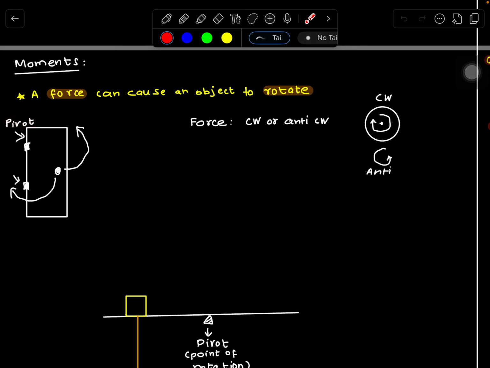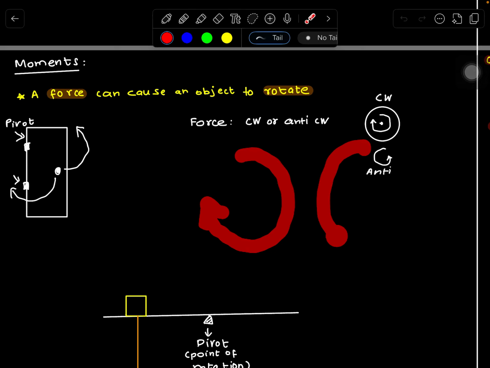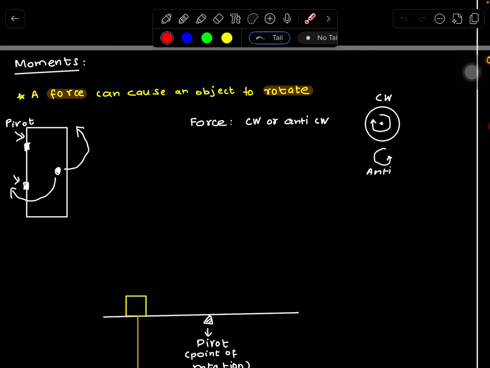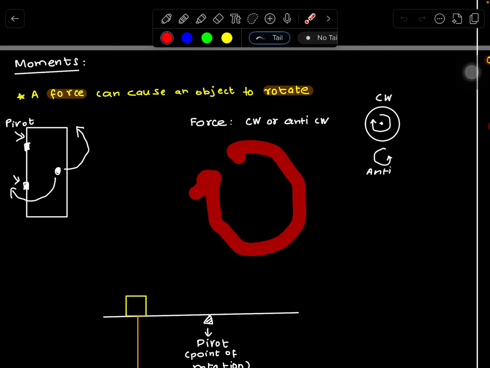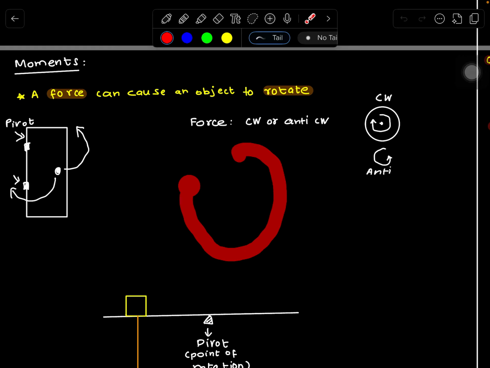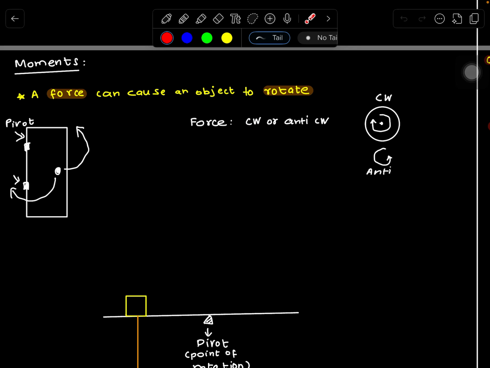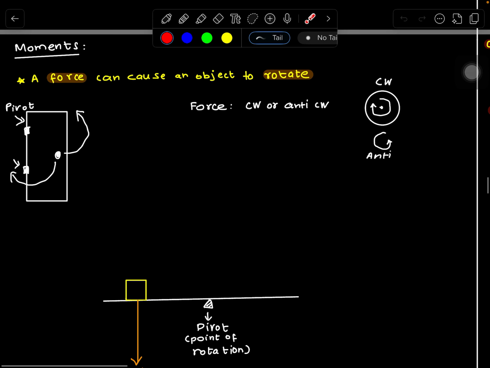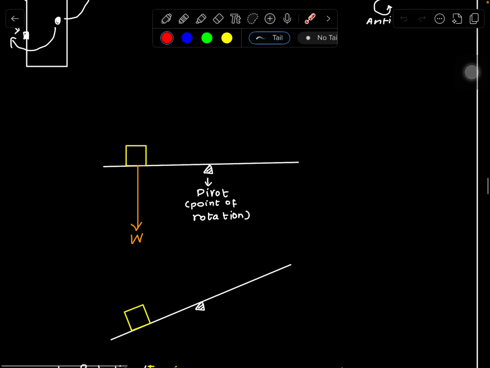Now, in our syllabus, we're going to see two types of rotation. You can rotate clockwise or anti-clockwise. Clockwise is like this, and anti-clockwise is opposite to that. I think of it just like how the needle of a clock rotates. That's literally where the word clockwise comes from. So you can think about that.